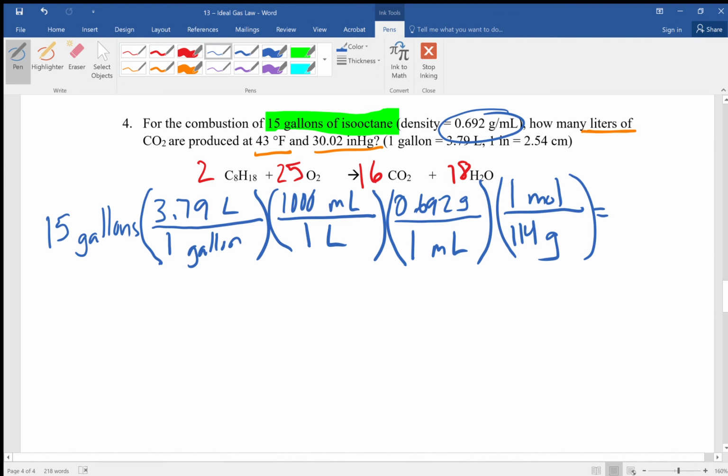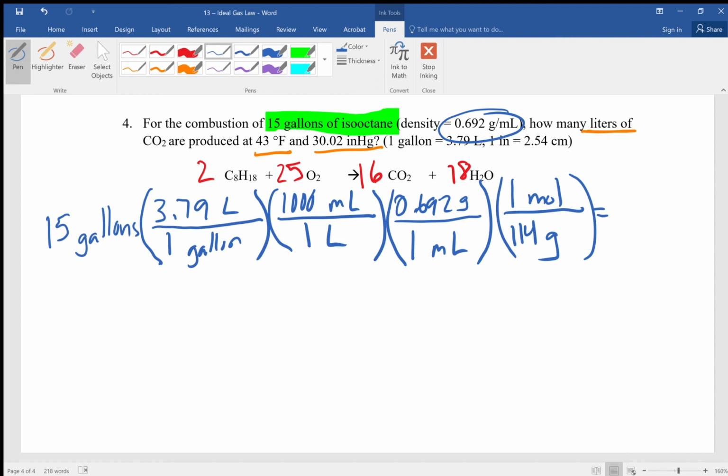So what's the purpose of this problem? Because as we can see already, it's a very, very involved problem. Well, isooctane is what you put in your car. That's gas. The temperature and pressure I chose, those happen to be the temperature and pressure on the day, in Providence, the day I wrote this problem. So in other words, what I'm asking you in this question is how much carbon dioxide do you produce when you burn through a tank of gas?